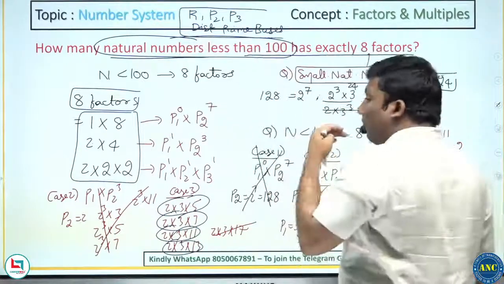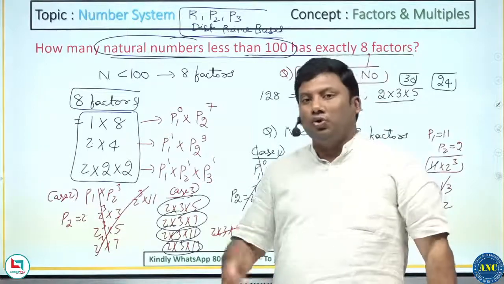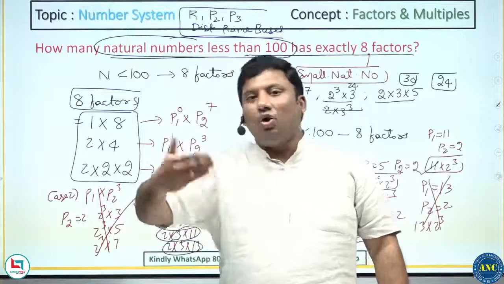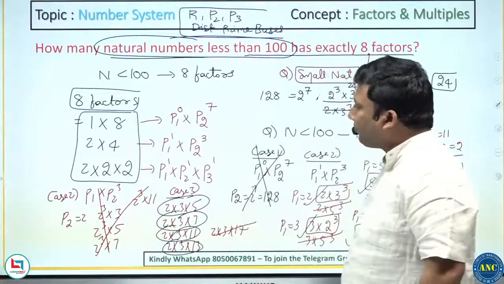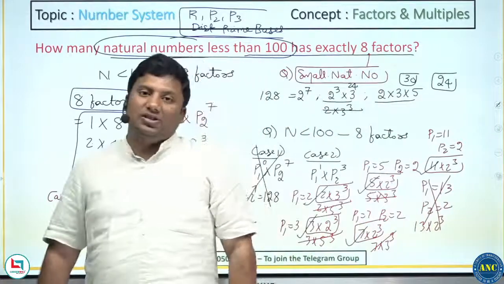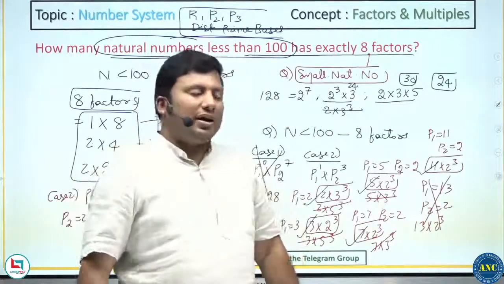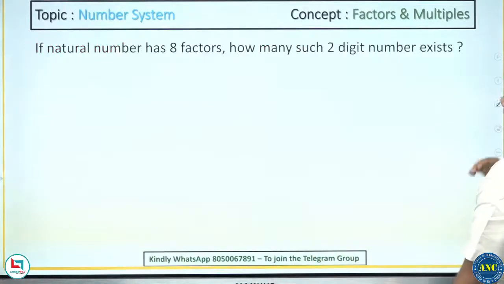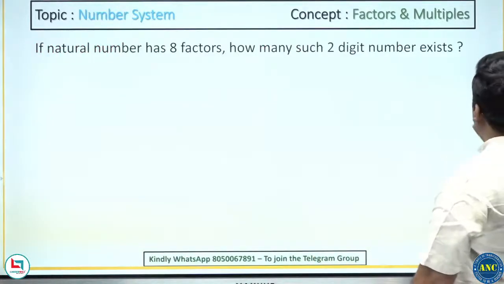If you are giving P1 as 2, don't give P2 as 2, give P2 as 3. If you are giving P1 as 2 and P2 as 3, don't give 2 and 3 to P3. P1, P2 and P3 are distinct prime bases. Every natural number can be written as a product of powers of distinct prime bases.